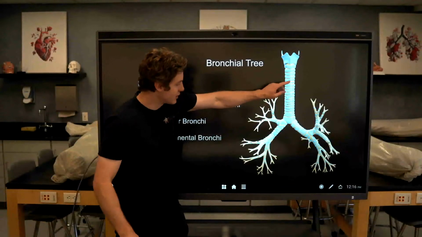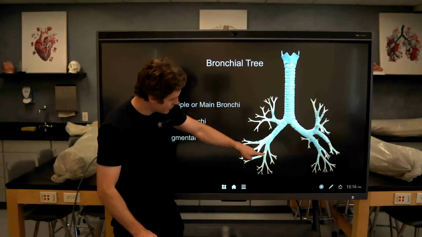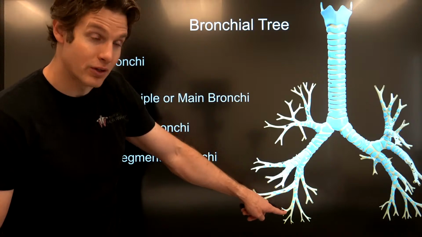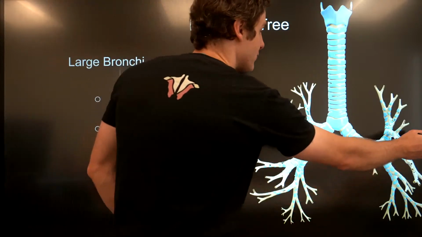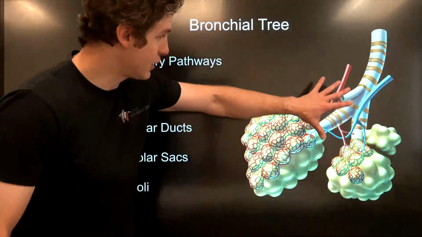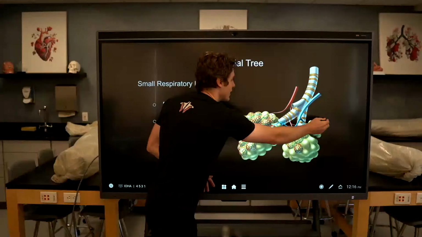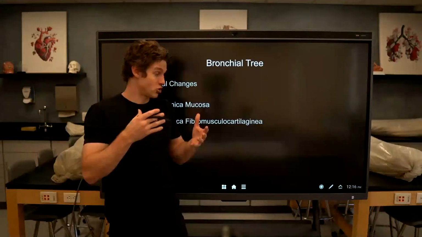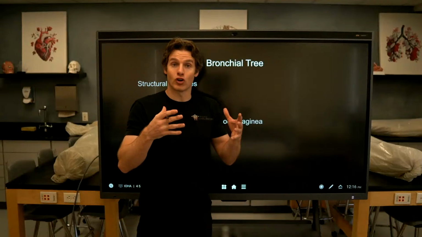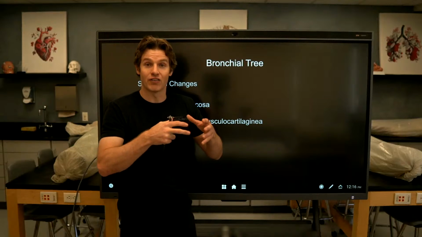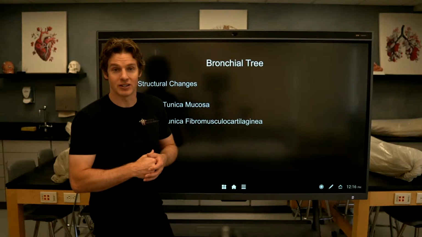The reason I'm bringing this up is if you look closely, especially down here, you can start to see the cartilage starting to break up a little bit here. And the reason for that is when we get down to here, we don't want any obstruction for the lung tissue. We don't have as much cartilage and smooth muscle in there, because what we're trying to do is allow for those alveoli to completely expand.